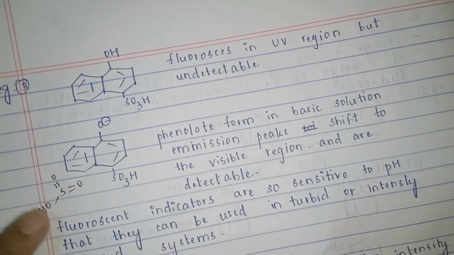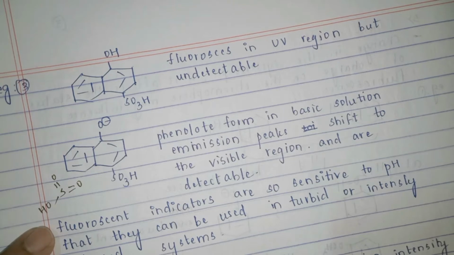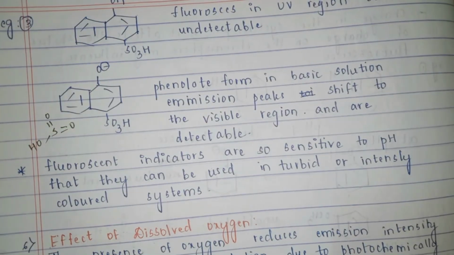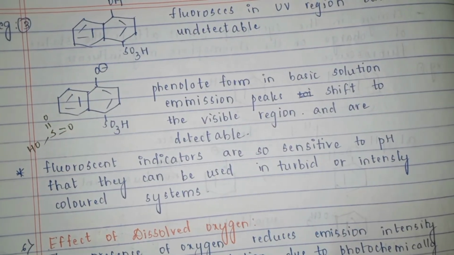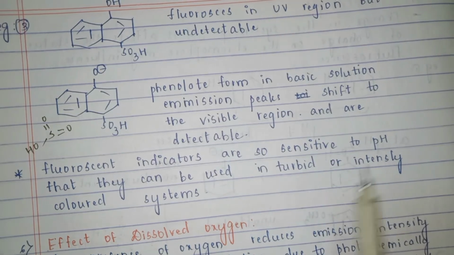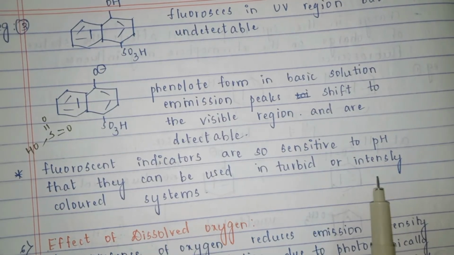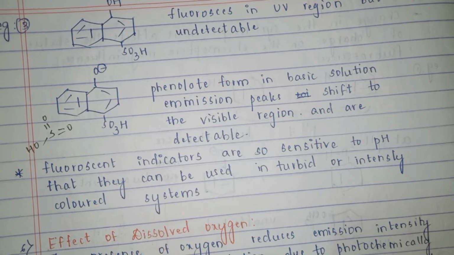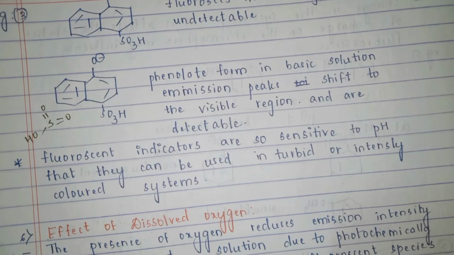How can we write a sulfonic acid species? This is how we write a sulfonic acid species. Can we not show a lot of resonating structures on this sulfonic acid species? Definitely. Once we can get n number of resonating structures, obviously we can get a lot of fluorescence activity. Fluorescent indicators are very sensitive to pH, and they can be used in turbid or intensely colored systems also, because they are just being used as pH dependent systems, and hence they can be used in a lot of systems. So this is the effect of pH.